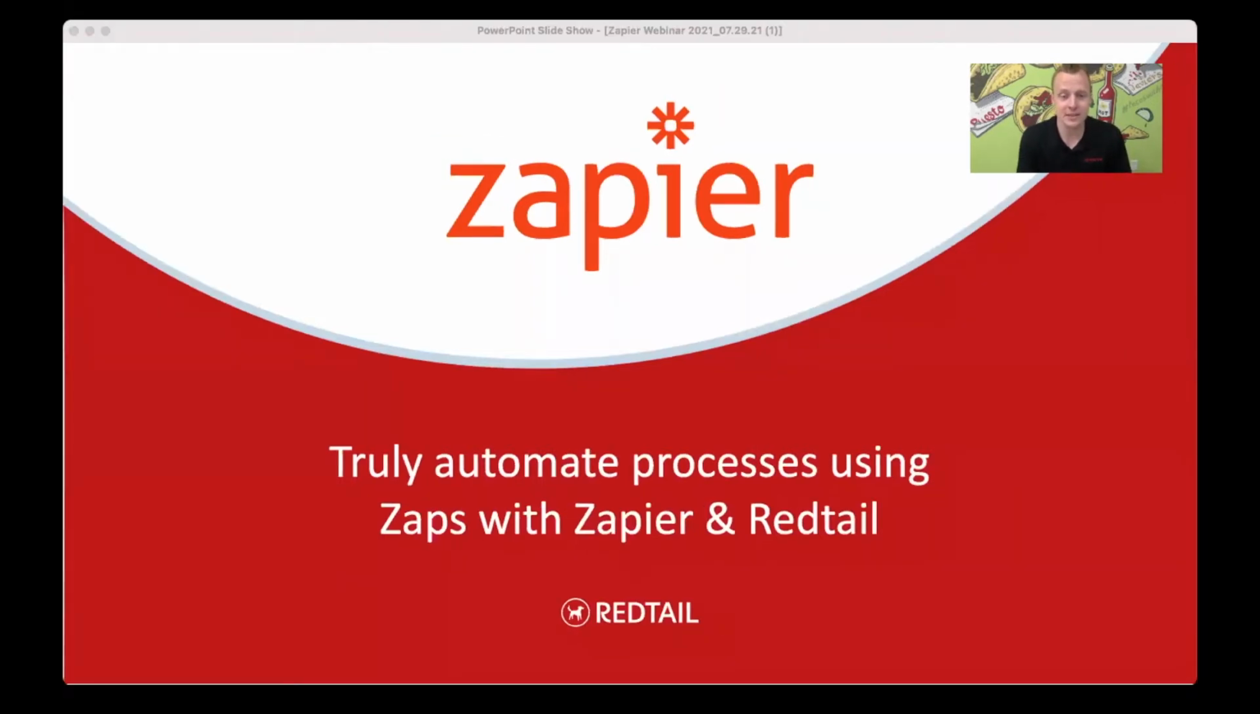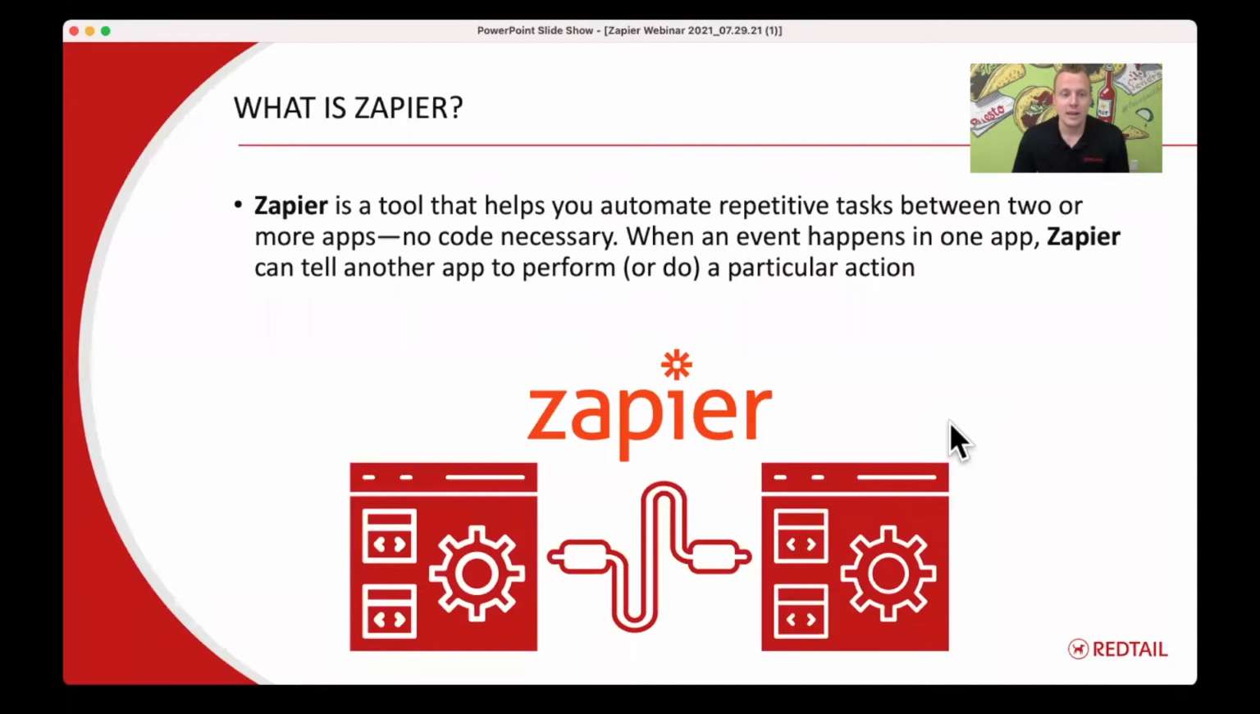But just in case this is your first experience with Zapier, you may not be familiar with the product, I wanted to start off by just introducing you to what Zapier is and what they do. So what is Zapier? Some people call it Zapier, Zapier, tomato, tomato, but Zapier is what I refer to it as, and it's a tool that helps you automate repetitive tasks between two or more apps, no coding necessary.